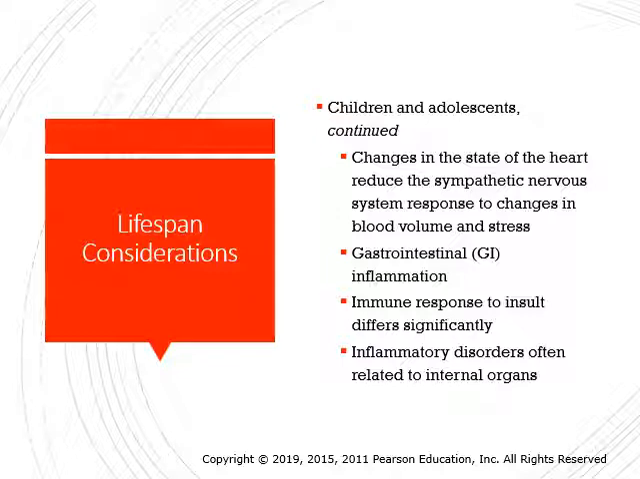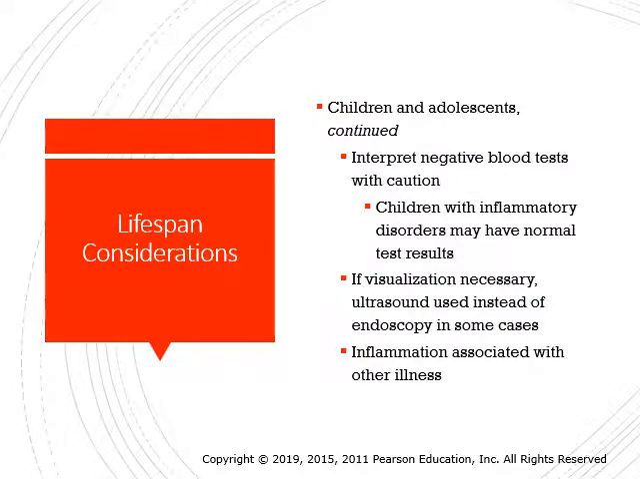Gastrointestinal inflammation occurs with some injuries. Immune response to insult differs significantly for children and adolescents, and the inflammatory disorders found in children are often related to internal organs. We need to be very careful in interpreting negative blood laboratory results. Children with inflammatory disorders may have normal test results. Again, this is just something to be mindful of.